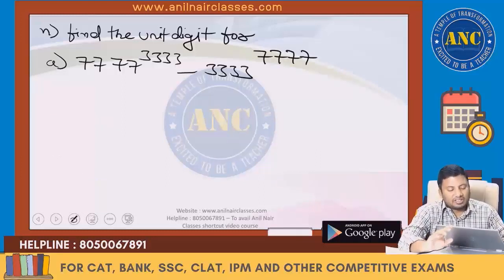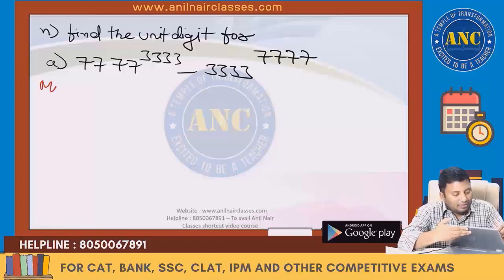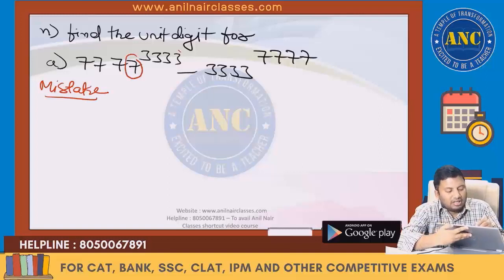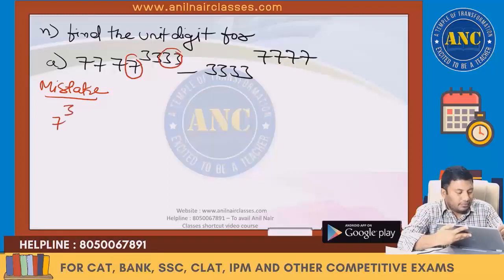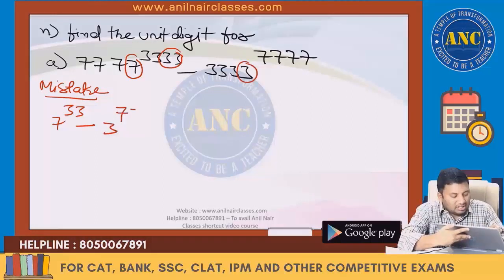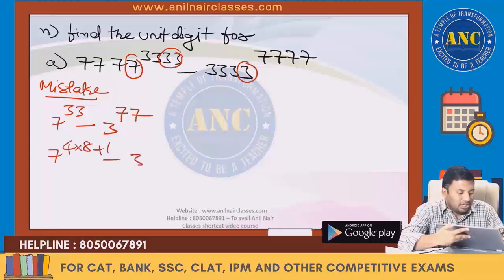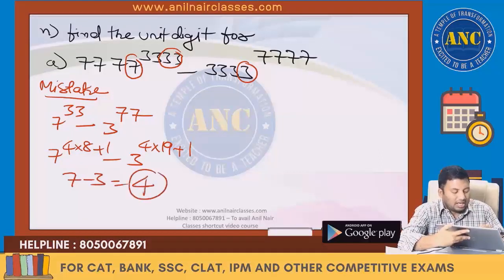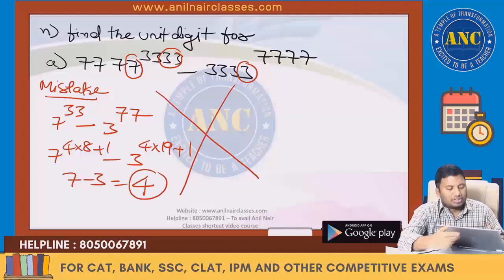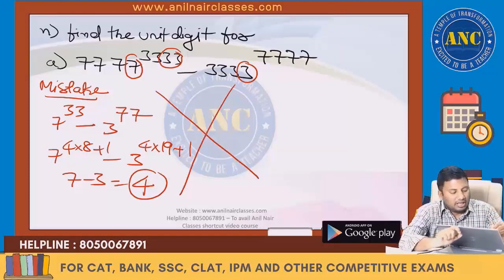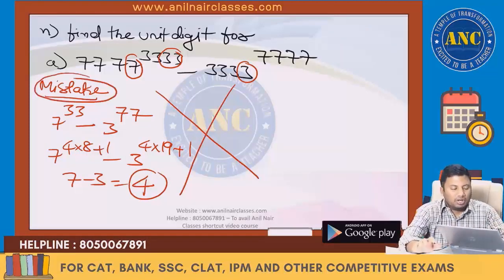The first thing students will do wrong is this: this is 7, this is 33. 7 power 33 minus 3 power 77, this 4 into 8 plus 1, this 4 into 19 plus 1. So directly they will write it as 7 minus 3, as 4. There is a mistake here. Please don't do like this.